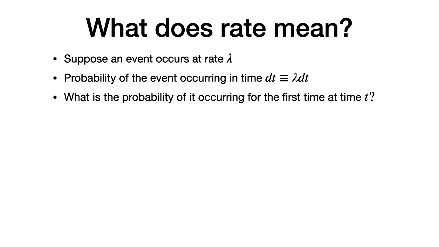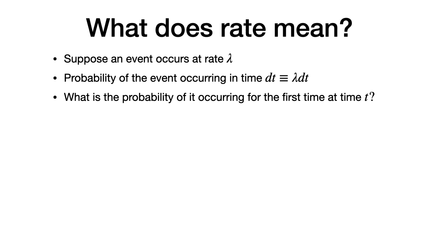So what does rate mean? Let me take one particular example, radioactive decay. A nucleus decays at rate lambda. That's an event. Suppose an event occurs at rate lambda. This is what I'll call transition rate, or generally rate. Then the precise meaning is, if I take a small time dt, then the probability of that event occurring is lambda dt.